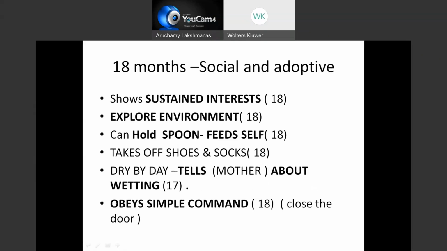And have sustained interest. Previously, it did not have sustained interest. The interest will be very here and there. But by 18 months, the interest will be sustained. And they will try to explore the environment. And it will hold the spoon and feed self. Takes off the shoes and socks. And it will be dry by day. Tells the mother about the wetting. And it will obey simple command, like close the door.